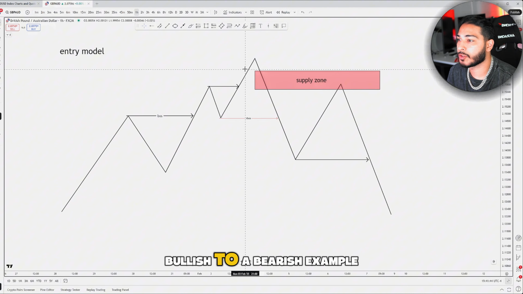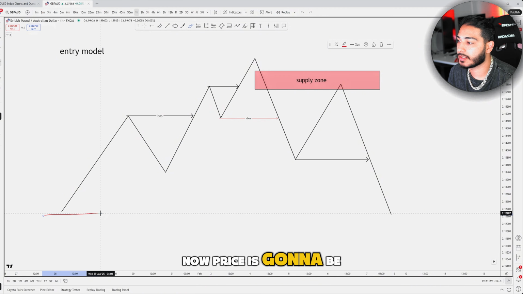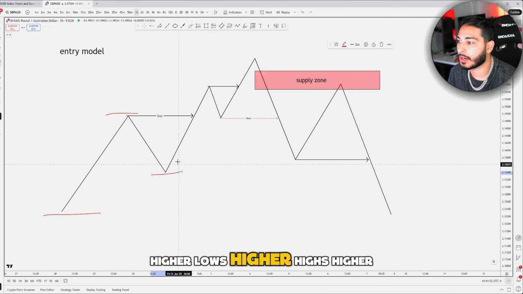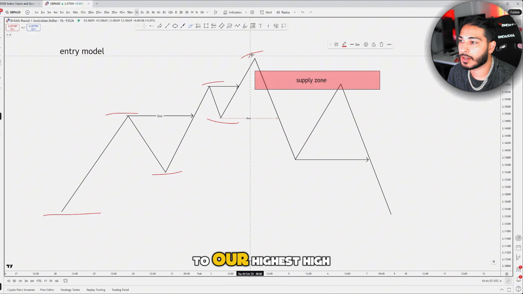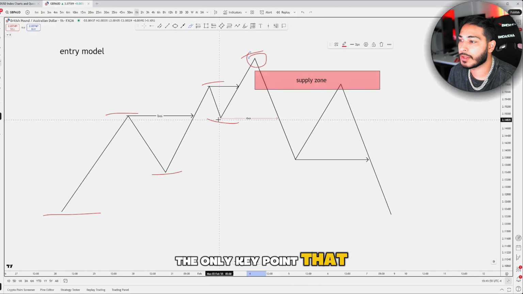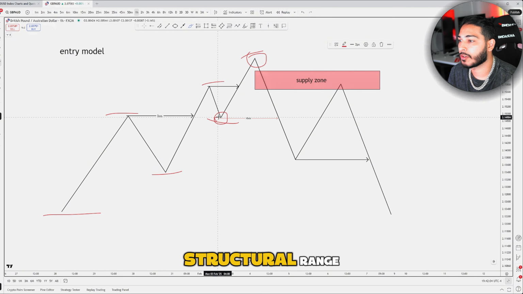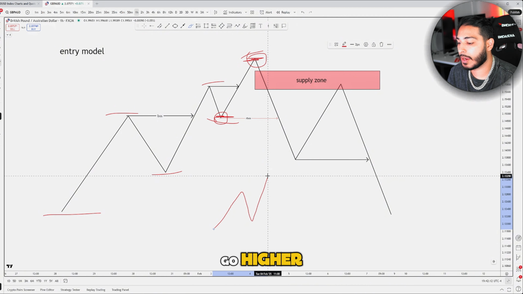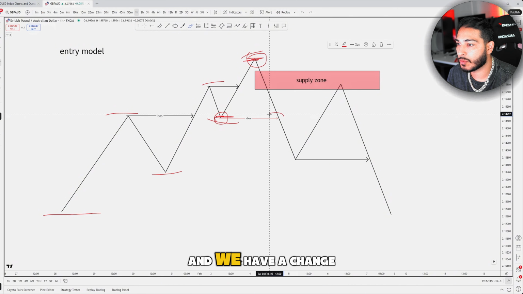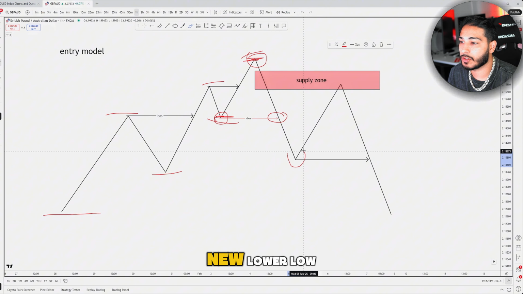When it comes to a bullish to a bearish example, this is going to be our entry model. Now, price is going to be going up. It's making higher highs, higher lows, higher highs, higher lows, up to the highest high. When price gets to our highest high, the only key point that matters is the previous high or low. Doesn't matter what happened before. All that matters is our structural range, which is our swing low that put in the new swing high. Now, in theory, what should happen is price should pull back and go higher. But the moment that fails to do so and we have a change of direction or a reversal break of structure, now we're putting in a new lower low.